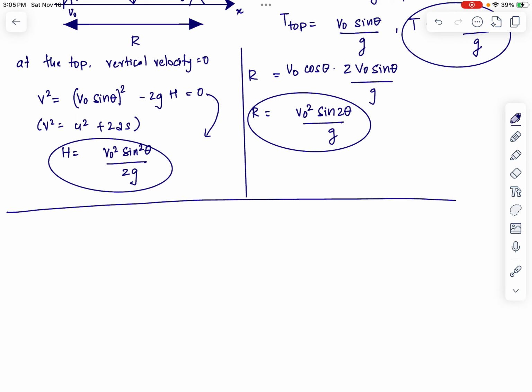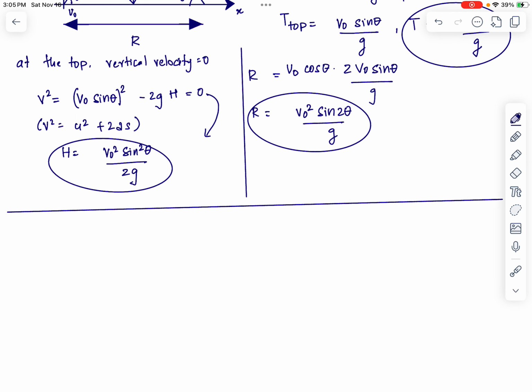So the distance traveled along x equals v0 cosine theta times t. And we can call that the x coordinate of the projectile. And we can rearrange this to write t in terms of x. So that's what we get.